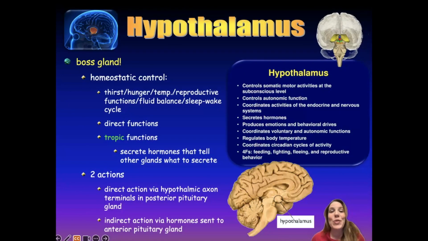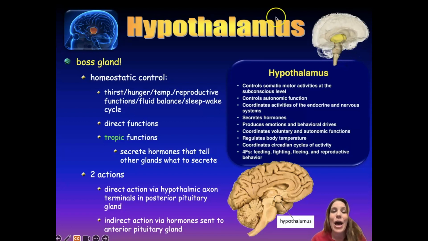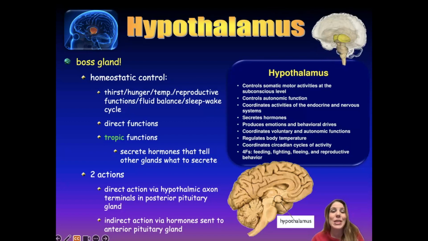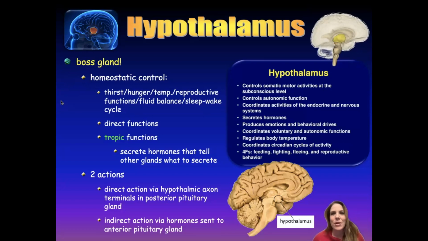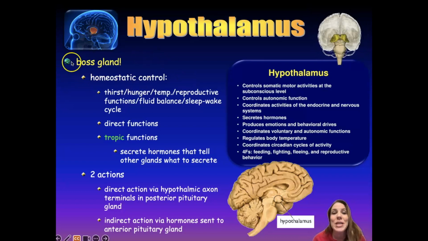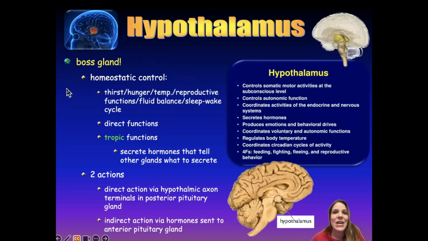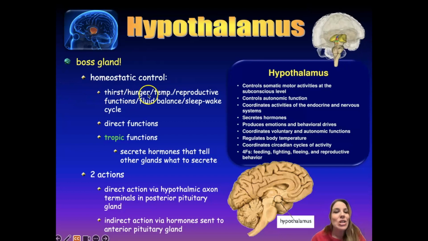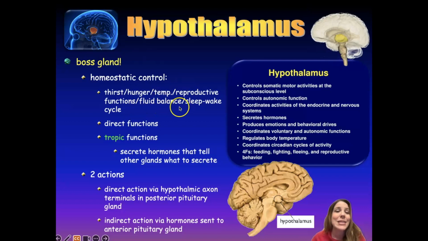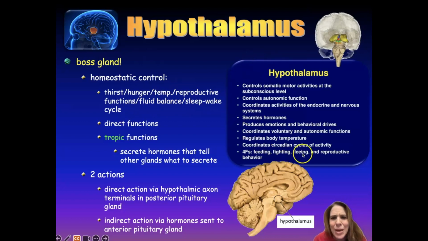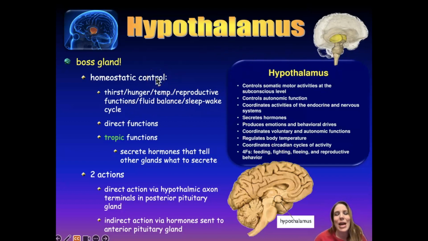The first endocrine gland we are going to talk about is the hypothalamus, also sometimes called the boss gland, because it is going to be the coordinator of so many different endocrine activities that happen in the body. It's really kind of the one who sets the point or starts the relay race for homeostatic control in the body. And this is everything from thirst and hunger to thermoregulation, reproductive functions, fluid balance, sleep-wake cycle, you name it, it's probably coordinated by the hypothalamus.